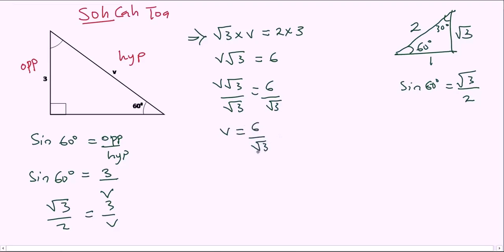But because we can't have a root as denominator, we'll have to rationalize. So multiply by root 3 over root 3. So that v is equal to 6 root 3 over 3. 3 here is 1, and 3 here is 2. So that v becomes 2 root 3. And that is it. So beautiful. I believe at this point you are getting the whole picture.